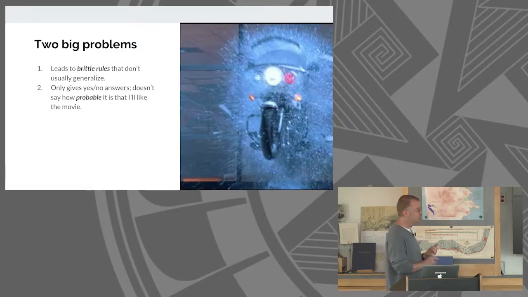So there's two big problems with this kind of system. One is that it leads to very brittle rules that don't generalize. The other problem is that it's only giving me yes or no answers. It's not telling me how likely I am to like a movie. It's just saying yes or no. It would be really interesting for me to know there's a 51% chance I'm going to like this movie and a 99% chance I'm going to like another. Okay, so how can we solve those two problems?